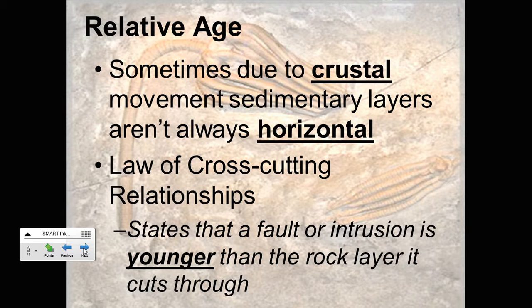Relative age. Sometimes due to crustal movements, sedimentary layers aren't always horizontal, so they can be changed and moved around. The law of cross-cutting relationships states that a fault or intrusion is younger than the rock layer it cuts through. So if you think about a burglar coming into your house, an intrusion is going to cut through something that's already there. A burglar can't break into a home that isn't there. So the home must be older than the intrusion.